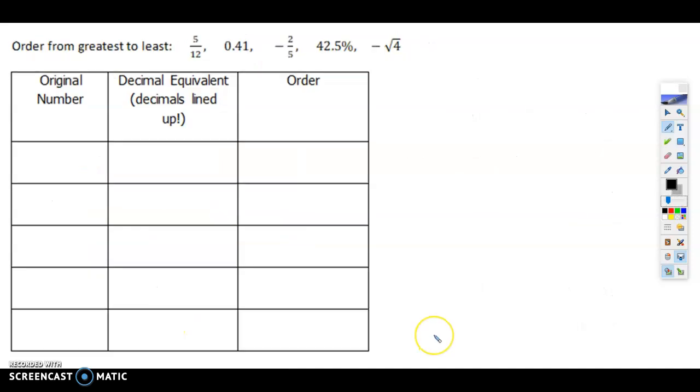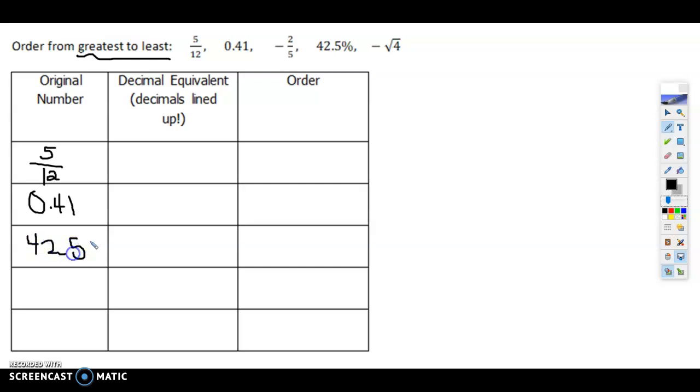All right, guys, we've got our last practice problem together after our guest speaker. Now we're going greatest to least, all right? So we're going to list our numbers over here, and if you want to put all the positives first and then the negatives at the bottom, you can do that. It is up to you. So I'm going to put my positive numbers here, 5/12, 0.41 is a positive number, and 42.5% is positive.